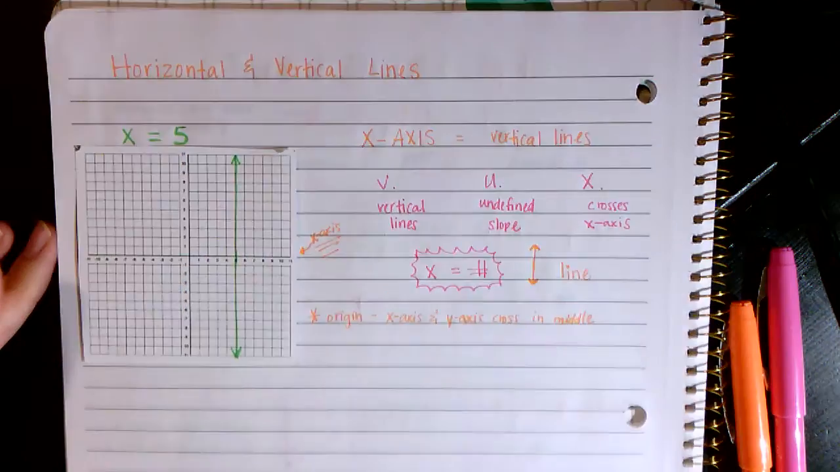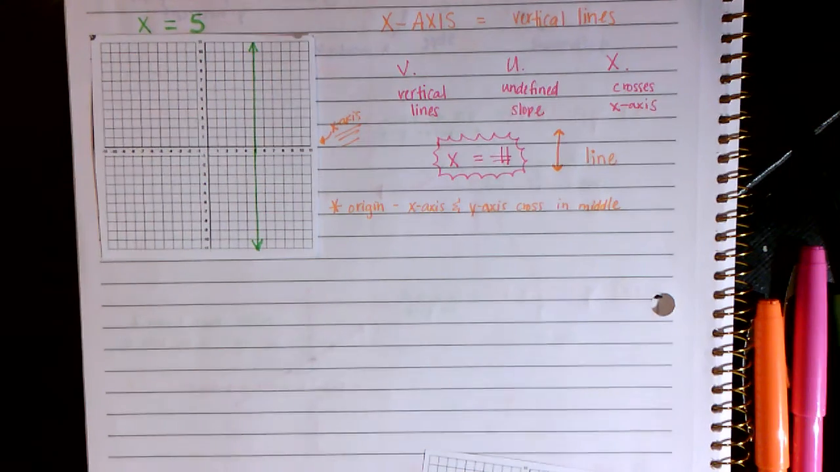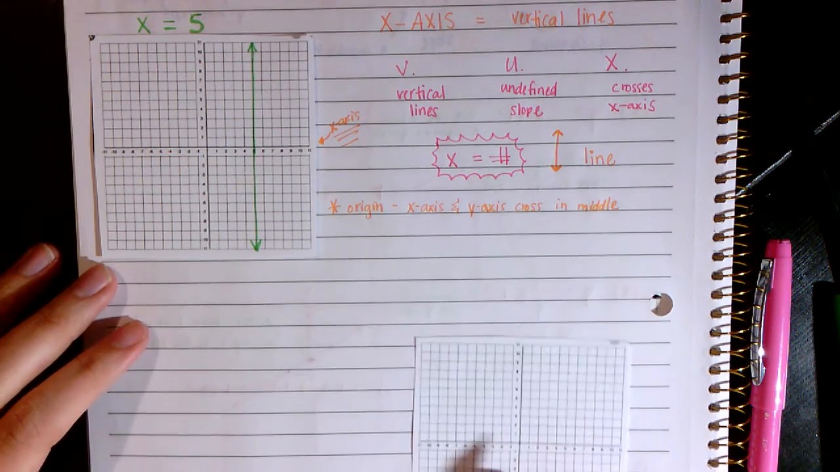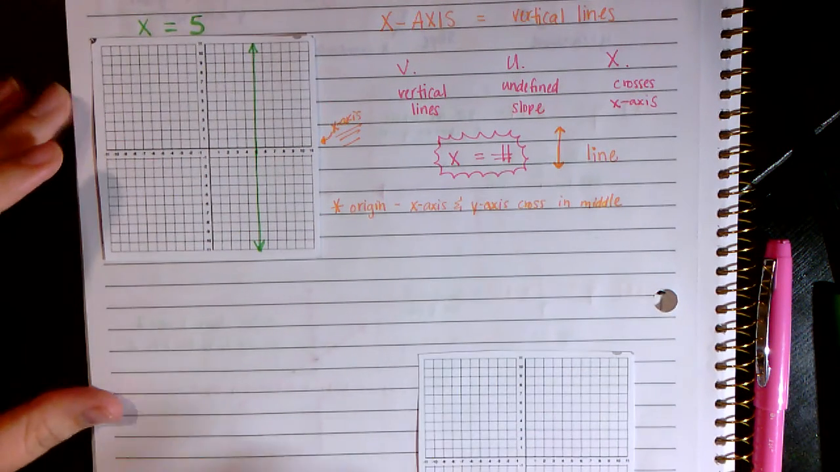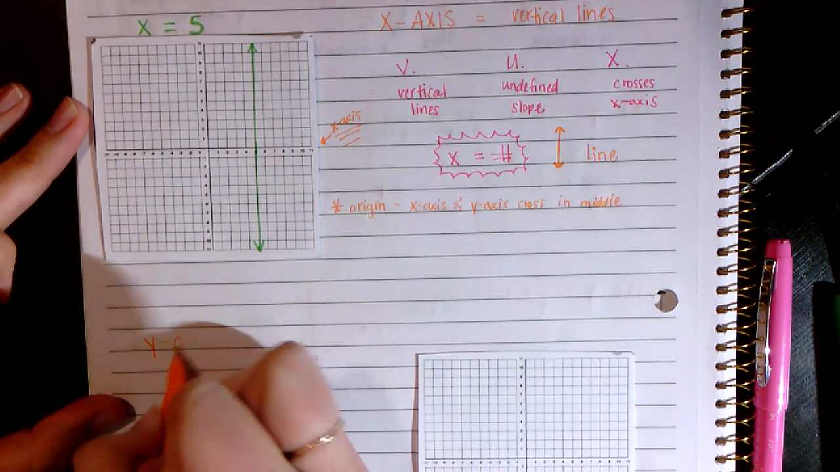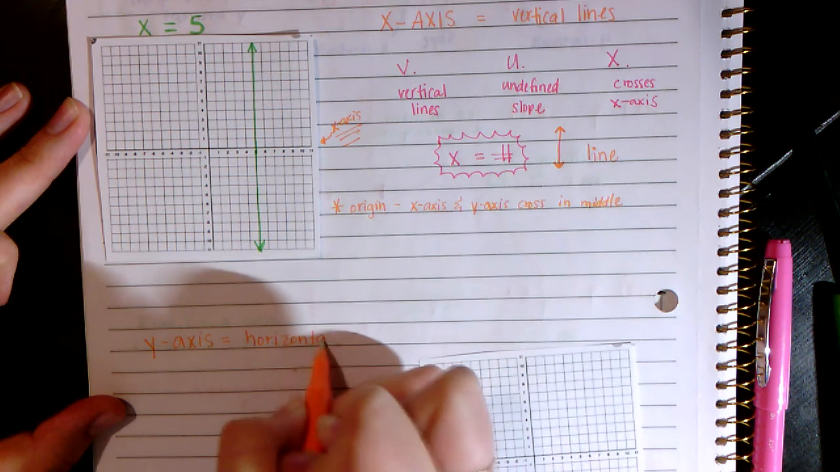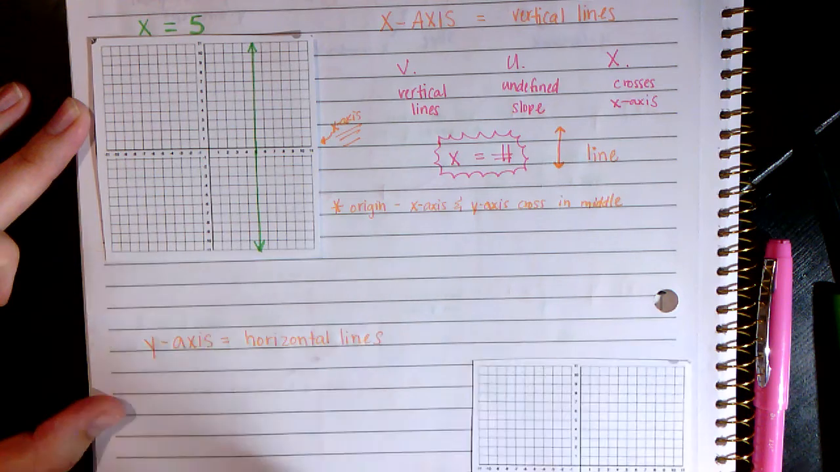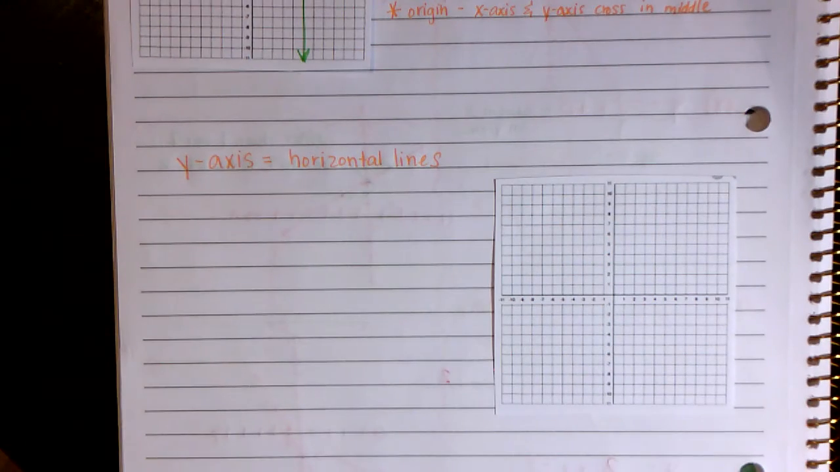So we're going to scoot down and we're going to do the exact same thing for our y values for our horizontal lines. I'm going to put the graph on this side this time. And down here, I'm going to put y-axis equals horizontal lines. Okay, so write y-axis equals horizontal lines. There we go. So the acronym that we remember for this one is HOY.